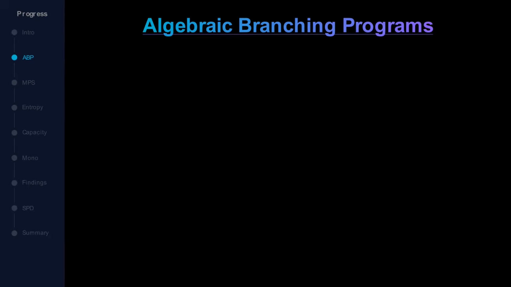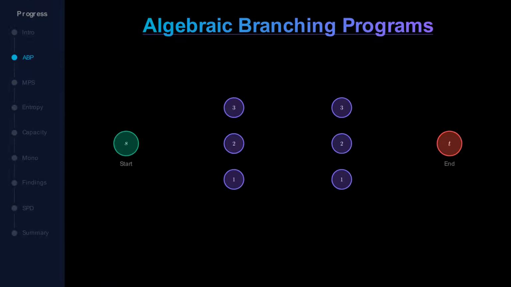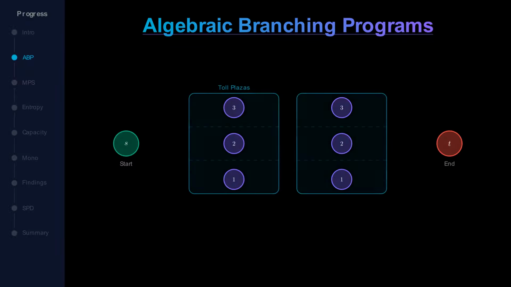Let's meet our first character, the Algebraic Branching Program, or ABP. Think of it as a highway system with toll booths for routing algebra. On the far left, a source, where your journey starts. On the far right, a sink, your destination. In between, layers of checkpoints like a series of toll plazas. Watch as we add highway lanes. Each layer has a certain width, the number of parallel lanes at that checkpoint. More lanes means more traffic can flow simultaneously.